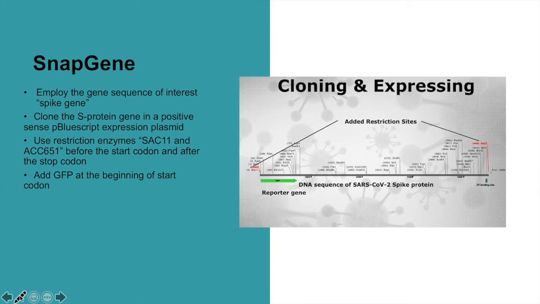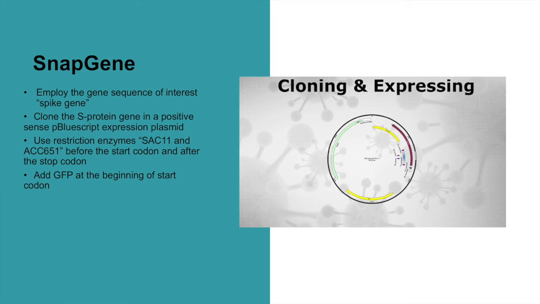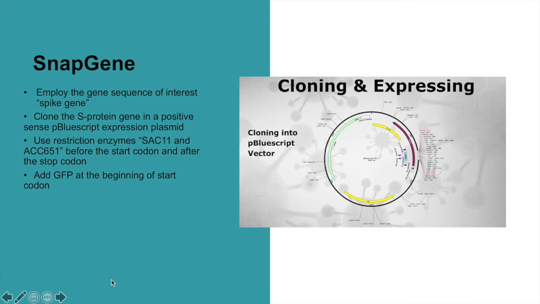We can see that we have inserted restriction sites, the SalI and the Acc65I, before the start codon and after the stop codon. We also added a green fluorescence protein at the beginning of the start codon. We clone our gene of interest into a pBluescript vector. It's a shuttle vector that clones and expresses at the same time, and the reason why we used a positive sense vector is to be compatible with our positive sense RNA genome.